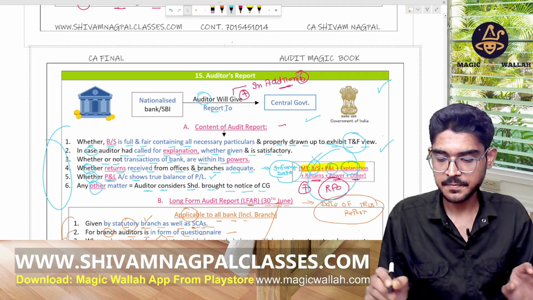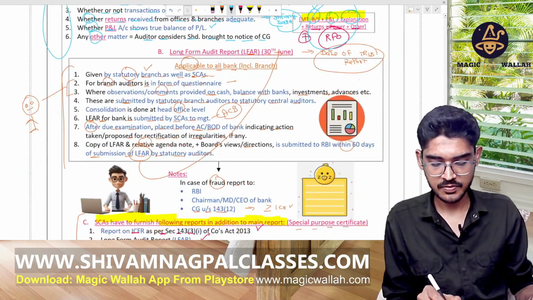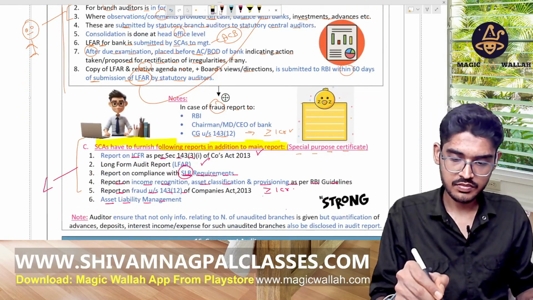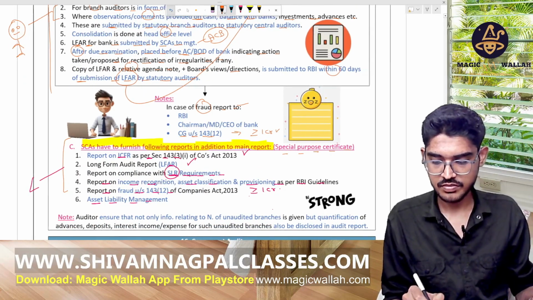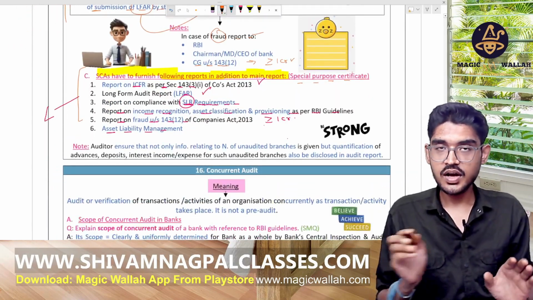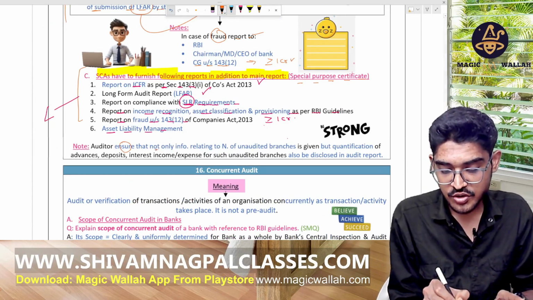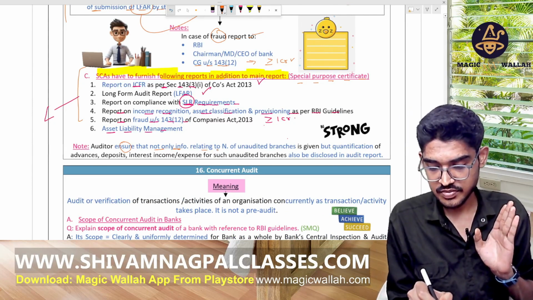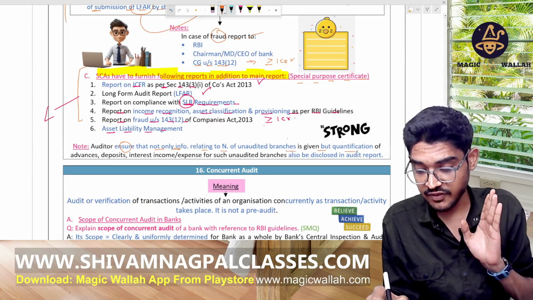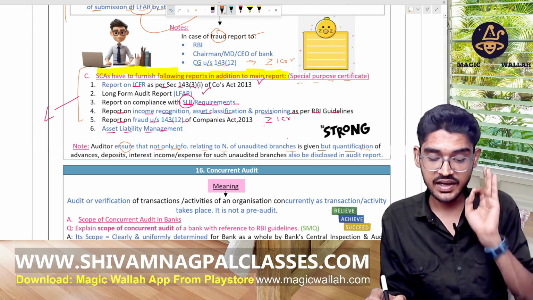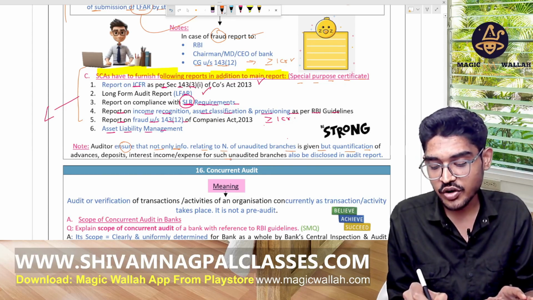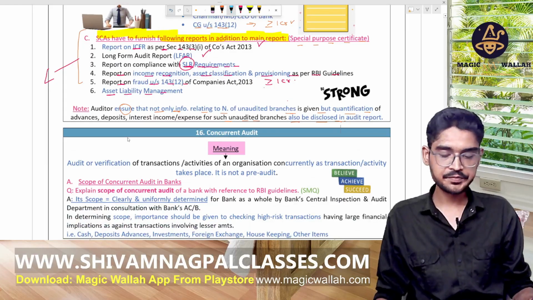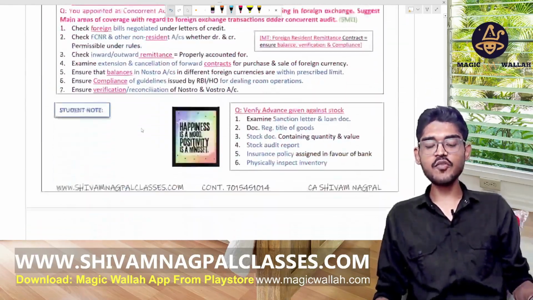Okay, these 6. Now there is a note that the auditor ensured that not only information for the number of unaudited branches is given, but the quantification of the advances, deposits, interest, income, expenses for such unaudited branches will also be given. Remember this. It can be asked in MCQ. Important point.